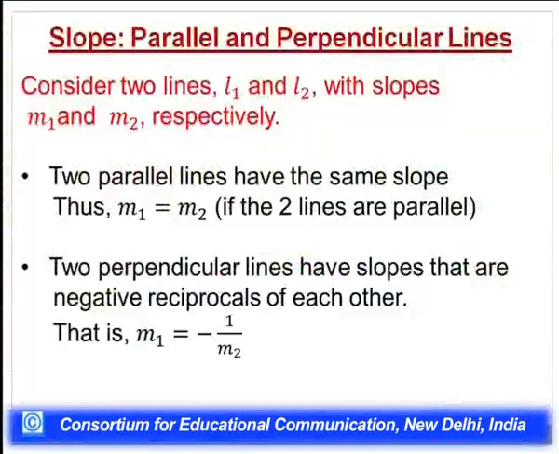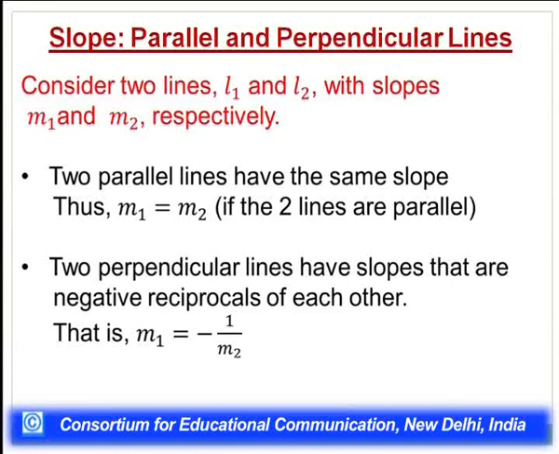Right. Now let us look at parallel and perpendicular lines as two special cases. So suppose we have two lines L1 and L2 with slopes M1 and M2 respectively. Then we have the first result, which is that two parallel lines have the same slope, which is to say that if our two lines L1 and L2 are parallel, then it must be true that M1, the slope of the first line, should be equal to M2. And this is a result which needs no proof, because if we have two lines that are parallel to each other, they have to have the same slope.